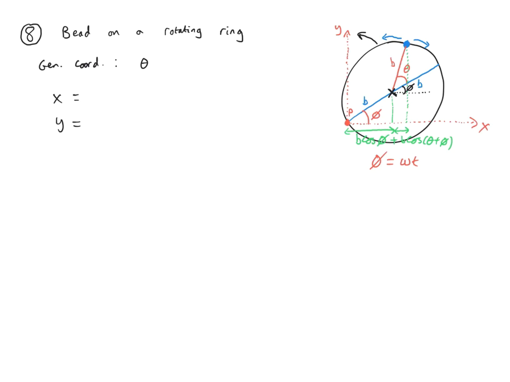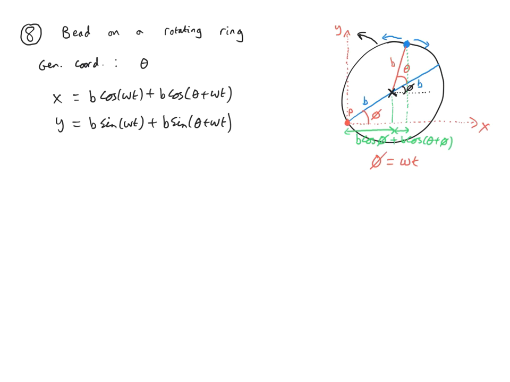So our x-coordinate is actually b cos phi, where phi is omega t, plus b cos of theta plus phi, which is theta plus omega t. We can do exactly the same for the y-coordinate. Actually, we just have to replace the cosines by sines. And therefore, we've obtained the expression for the position of our bead in terms of the angle theta.